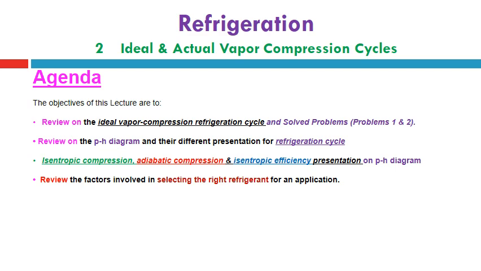ثم سنتعرف على الإجراءات الايزنتروبيك والأدياباتيك وتمثيل الايزنتروبيك efficiency on pH diagram، وما أوجه الاختلاف ما بين الإجراء الأدياباتي والإجراء اللا عشوائي، والكفاءة التي تحدد نسبة الحيود عن الإجراء المثالي.